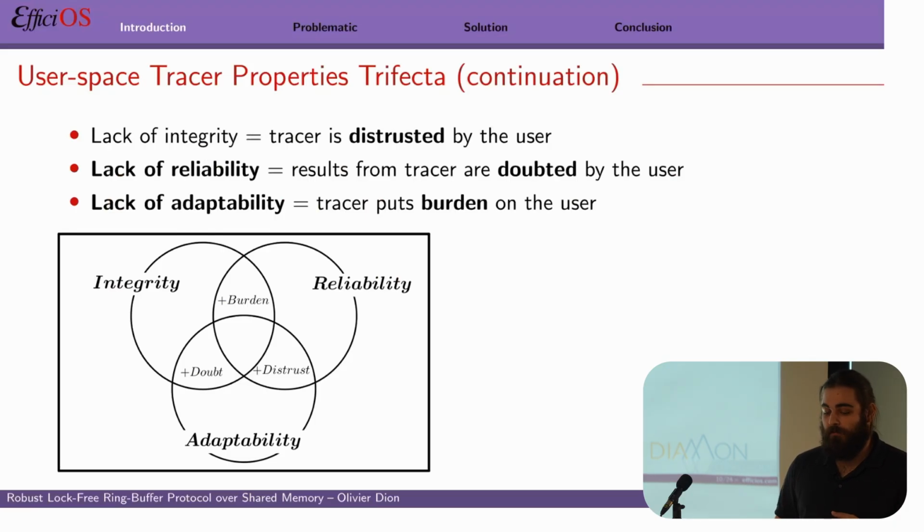Some events are missing from the session rotation when destroying the session. And so the user kind of doubts the result that it gets from the tracer. We also have a lack of adaptability. We cannot adapt to a process that crashes during the transaction. And we put a burden on the user, because the user now has to restart its session daemon or other things like that.